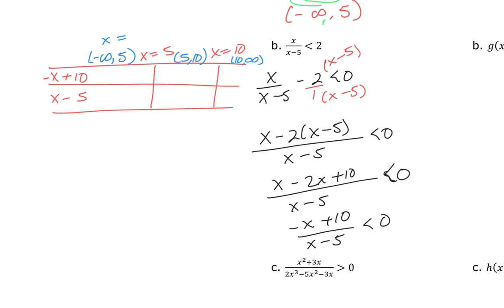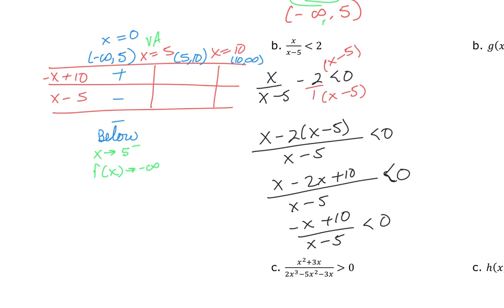Choosing a value in this region, I'm going to choose 0. I put in 0 here, and it'll produce a positive number. I put in 0 here, it produces a negative number. So positive and negative, this region is negative. That means we are below the x-axis. Since we know x is equal to 5 is going to be a vertical asymptote, as x approaches 5 from the left, my function is going to go to negative infinity. Even though this is not asking me to graph, it's going to help me set up the graph.